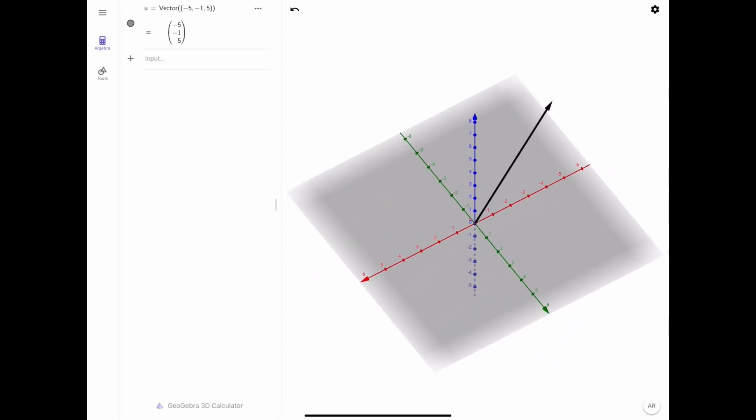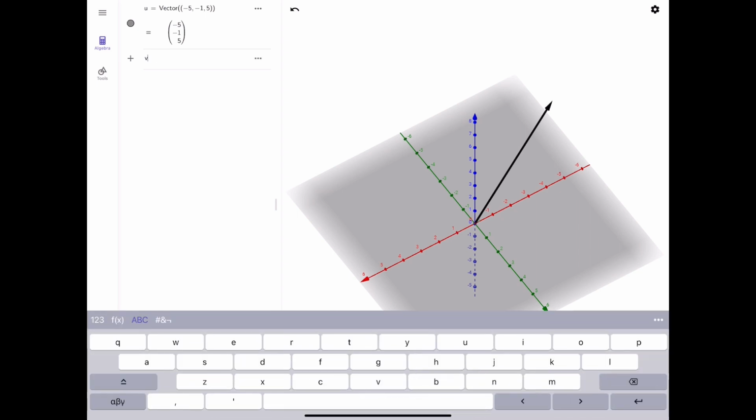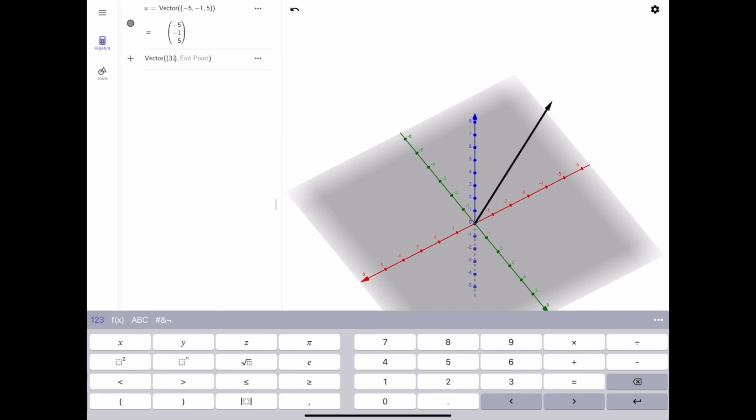By default, GeoGebra graphs this as a position vector, which means that the initial point is at the origin. But GeoGebra can actually graph vectors between any 2 points that we want. In fact, in the problem that we have an initial point of 3, 1, negative 1, and then a terminal point of negative 2, 0, 4. So we can graph that exact vector at those points in GeoGebra. We do that by entering vector, and we take this second option here for a start point and end point. The initial point is 3, 1, negative 1, and the endpoint is negative 2, 0, 4.